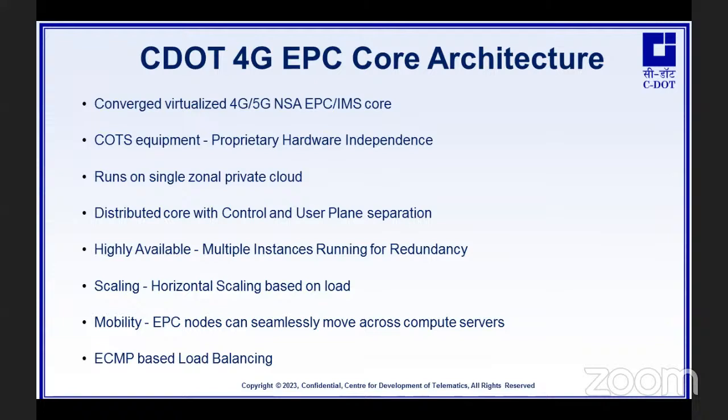ECMP based load balancing. ECMP refers to equal cost multiple path. Suppose from source to destination, we can have multiple paths. So instead of utilizing one path, we will share the load among the various links, and there can be optimal link utilization.